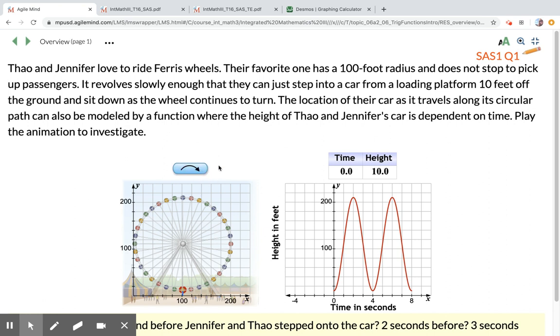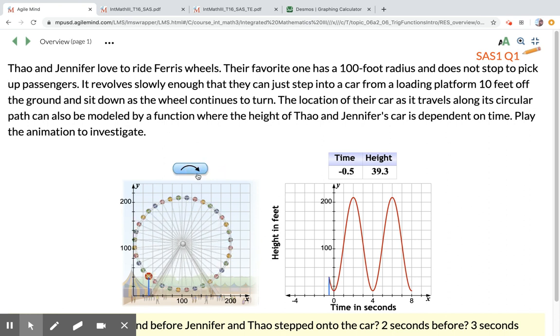So a few little things here. Let's go back a little ways. Let's look at where the car was before Jennifer and Tao got onto it, right? So we've done, okay, from time 0, but the wheel was turning before they got onto it. We don't usually do negative time, but half a second before they got onto it, it was at 39.3 feet.